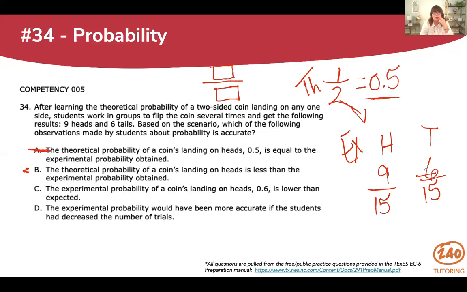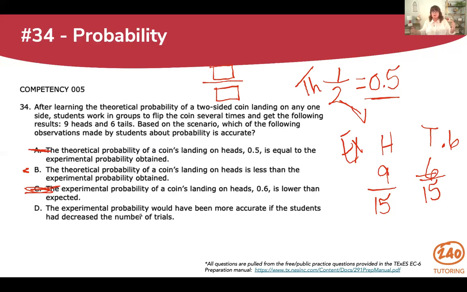Well, this actually doesn't translate into 6/10. So that in no way is accurate. And D, the experimental probability would have been more accurate if the students had decreased the number of trials. Now, this one's tempting to choose if you don't know some basic statistics.